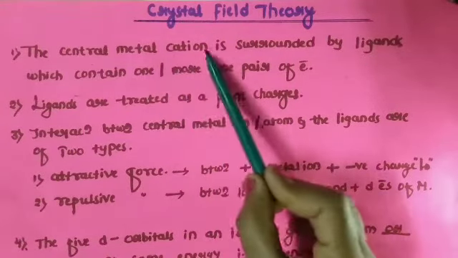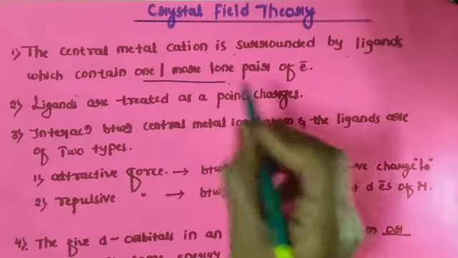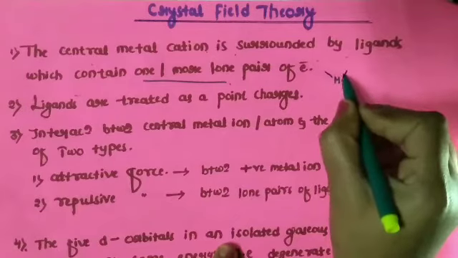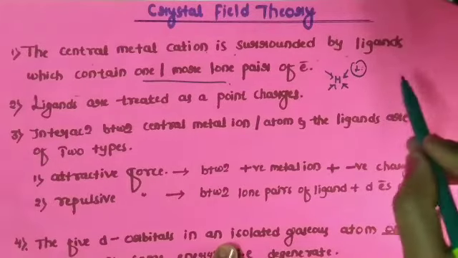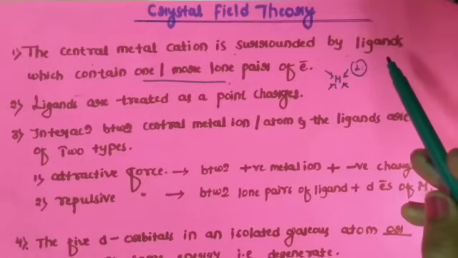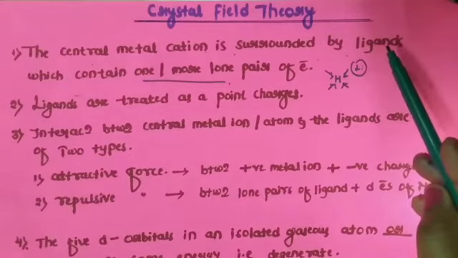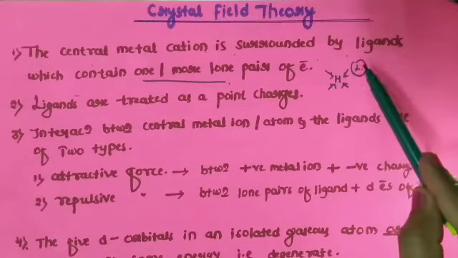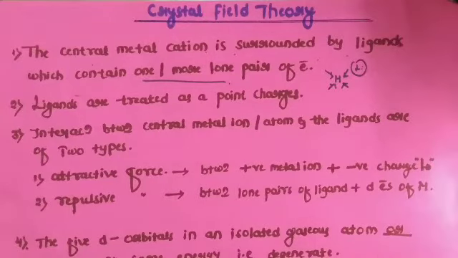The first one is the central metal cation. It is surrounded by a number of ligands which contain one or more lone pairs of electrons. So consider this is the central metal atom, surrounded by many ligands. A ligand is a substance which can donate a lone pair of electrons towards the central metal atom. So this metal is surrounded by these ligands, and these ligands can donate one or more lone pairs of electrons to the central metal atom.